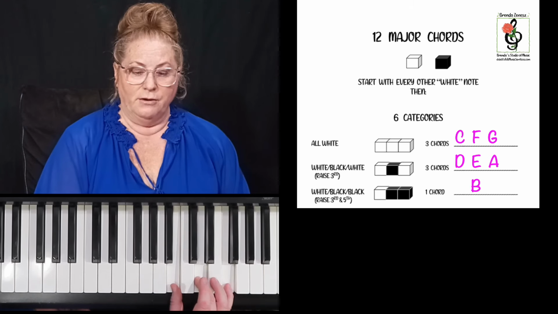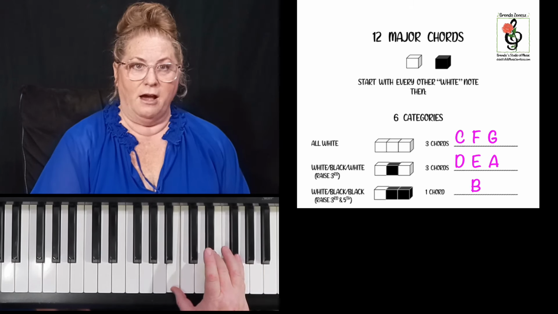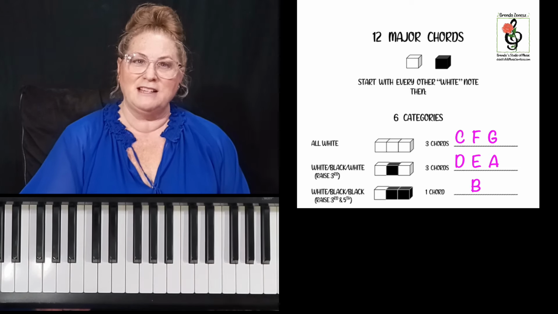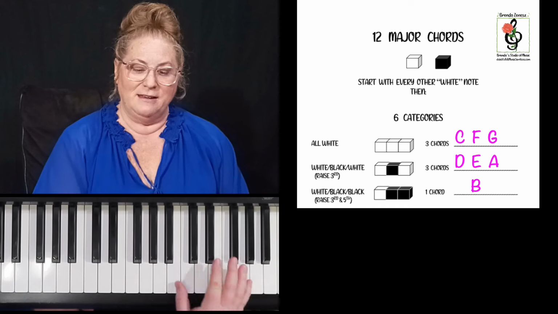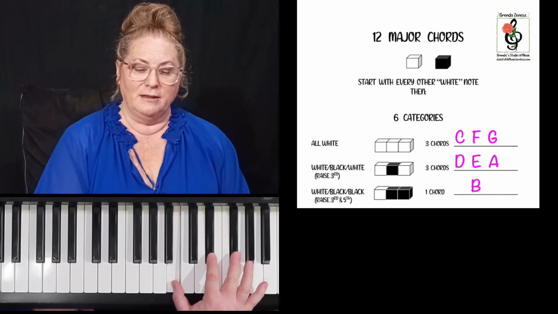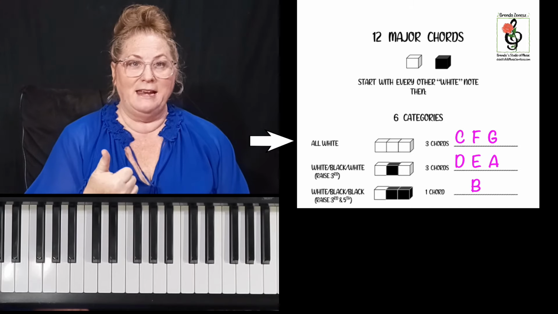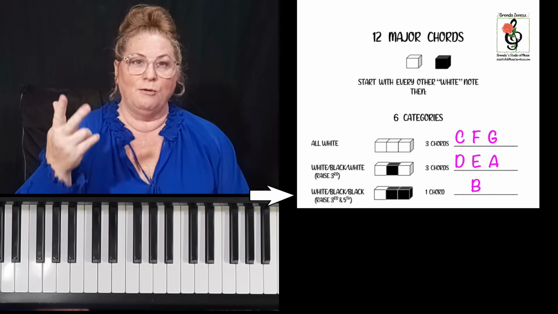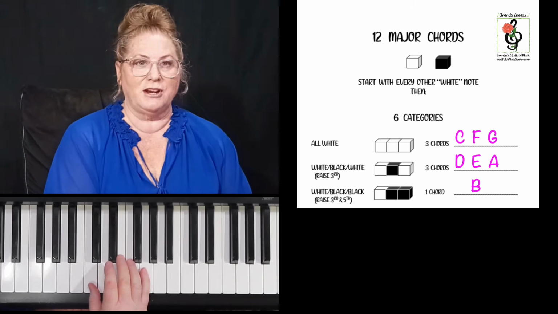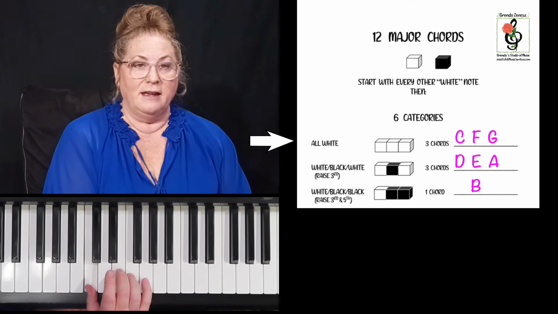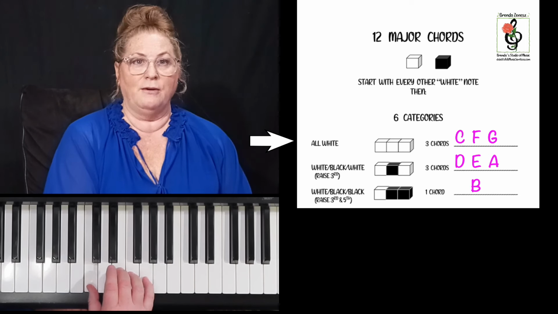Every other white note, raise the middle, raise the top. That's your B major chord. Now you have all 7 white note chords. B major. All right, let's start at the beginning. 3 families now: all white, white, black, white, and white, black, black. So let's start with C. Go back to middle C or any C. Every other white note, it's an all white chord.